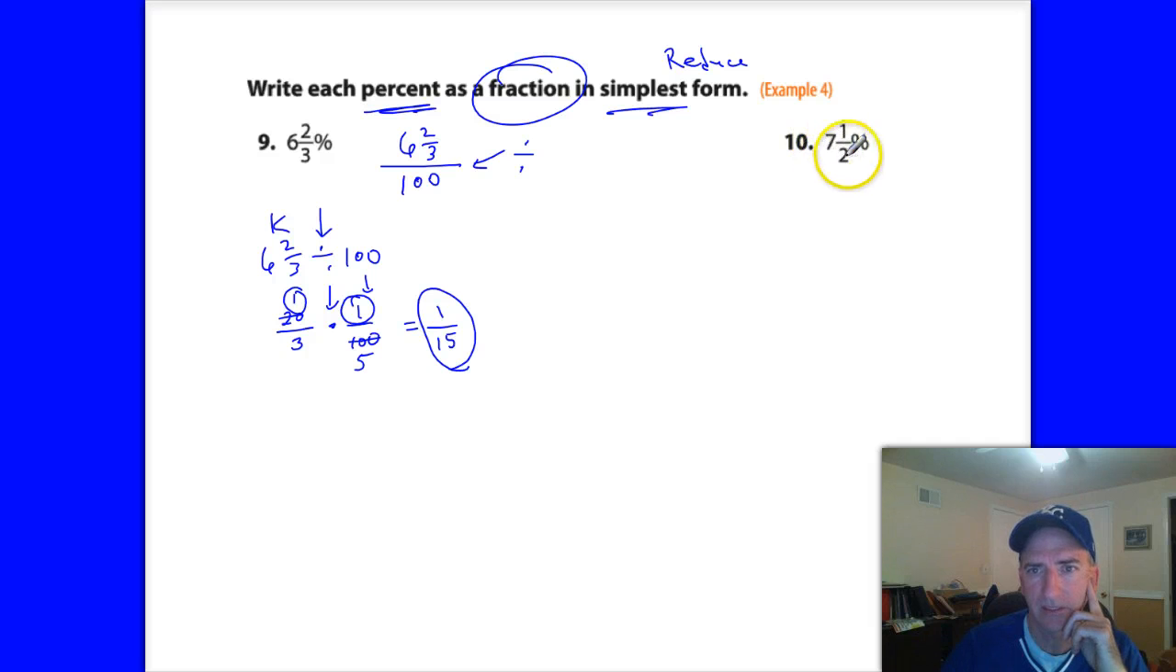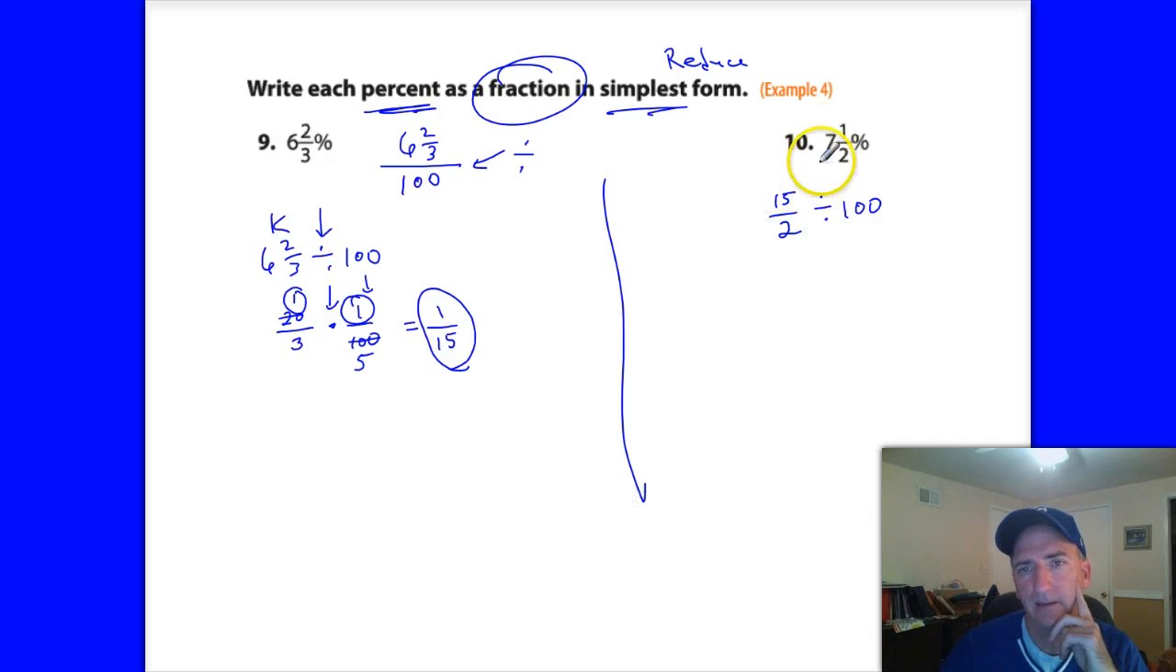Same thing right here. 7 2/1. Let's see if I can do this one right. 7 times 2 plus 1, that's 15 over 2 divided by 100. All right, I kind of skipped a step there. I just made it a mixed number to improper, and because it's a percent, that symbol right there is why we divide it by 100, because percent means out of 100.